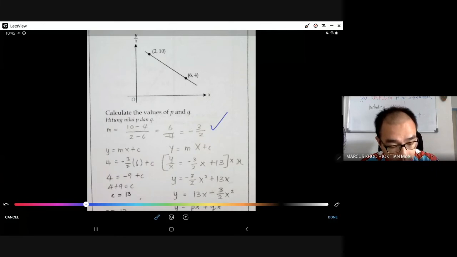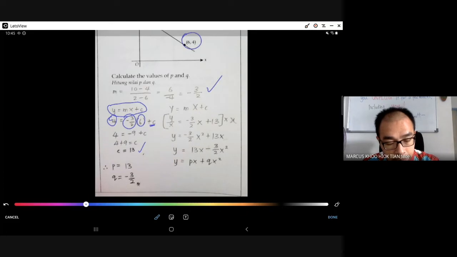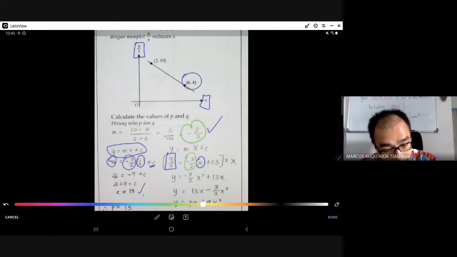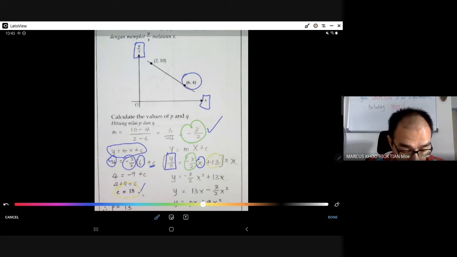Charlotte used this, and then she substituted this 6 and 4 and the gradient to get the C, which is good. You can also use this method, also totally no problem. Now the problem is, when you substitute inside, what she did was, she put the y-axis over here, x-axis, x, and then the gradient over here, and then the C over here. So far so good.